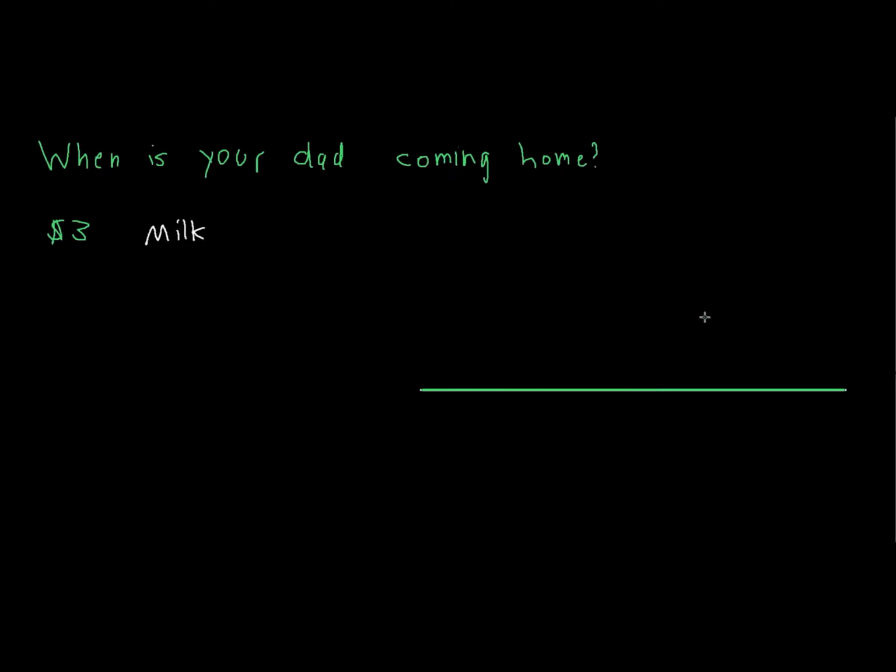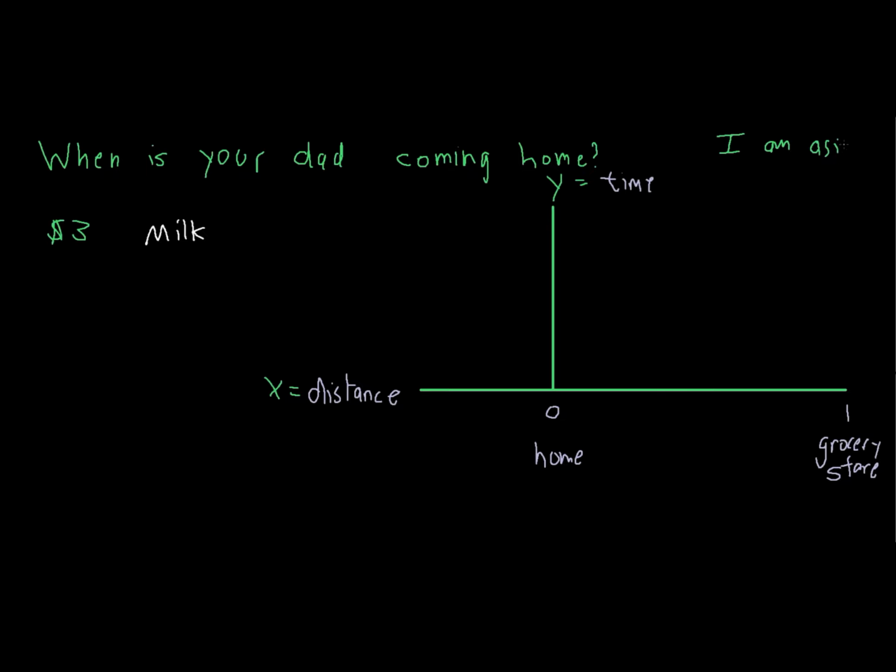So firstly, let's set up a graph, where the x-axis represents how far your dad is from home, the distance. And the y-axis represents the time until your dad gets home, the time. Now, one point of confusion for people doing this problem is that usually the x-axis is the one that defines time. However, in this case, the y-axis represents time, because I am Asian and I get to make the math rules. I am Asian.